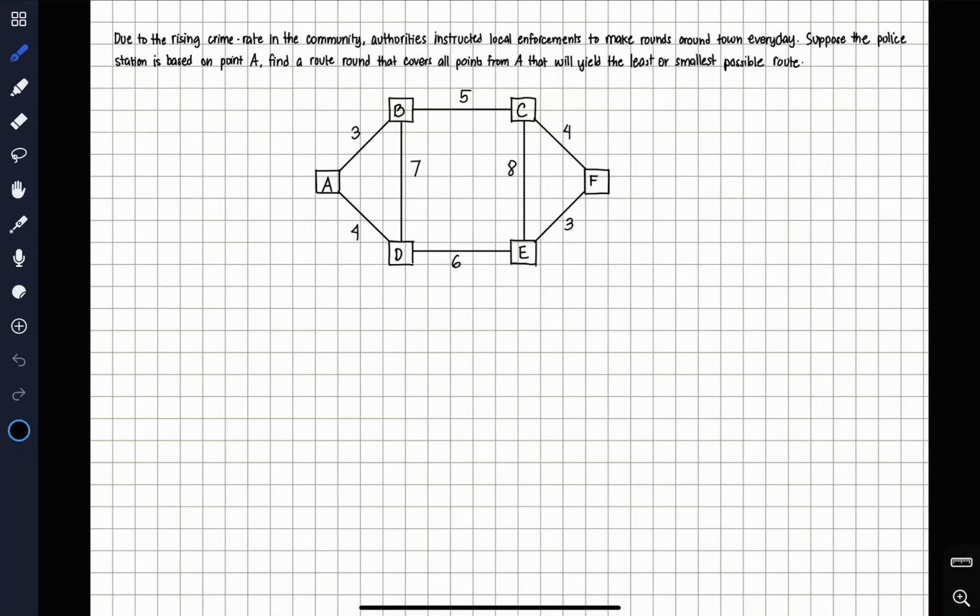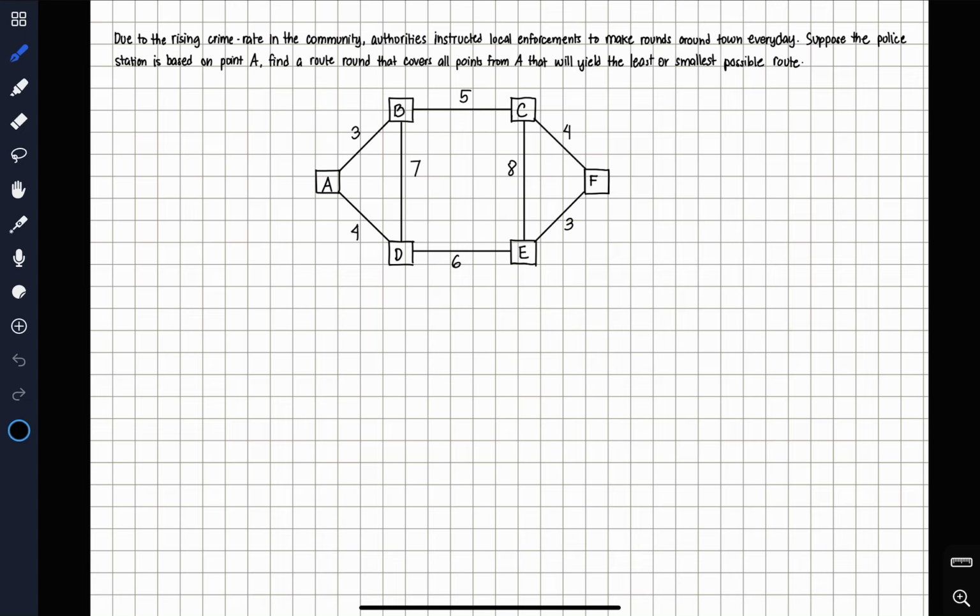I'm Robin, and for today we're gonna answer a sample shortest path problem, particularly the concept of the Chinese postman problem. So, due to the rising crime rate in the community, authorities instructed local enforcements to make rounds around town every day. Suppose the police station is based on point A, find a round that covers all points from A that will yield the least or smallest possible route.